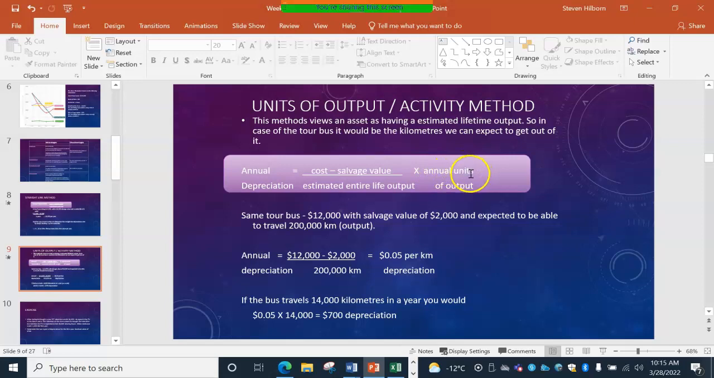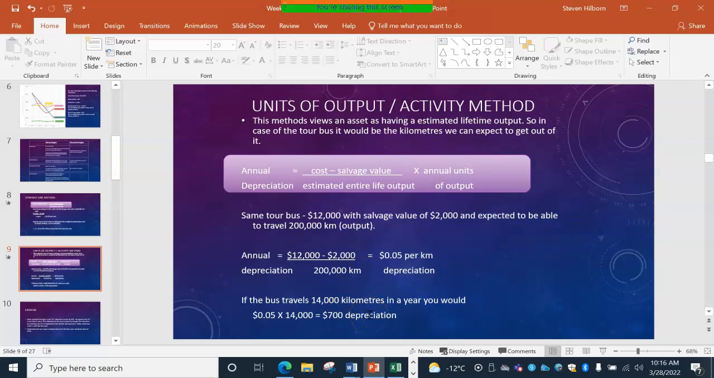So the annual units of output. If a bus travels 14,000 kilometers in 1 year, what would this be? So we found out that 12,000 minus 2,000, 10,000, divided by 200,000, means it depreciates about 5 cents per kilometer. So now we say, okay, we drove it 14,000 kilometers this year. It would only depreciate $700.